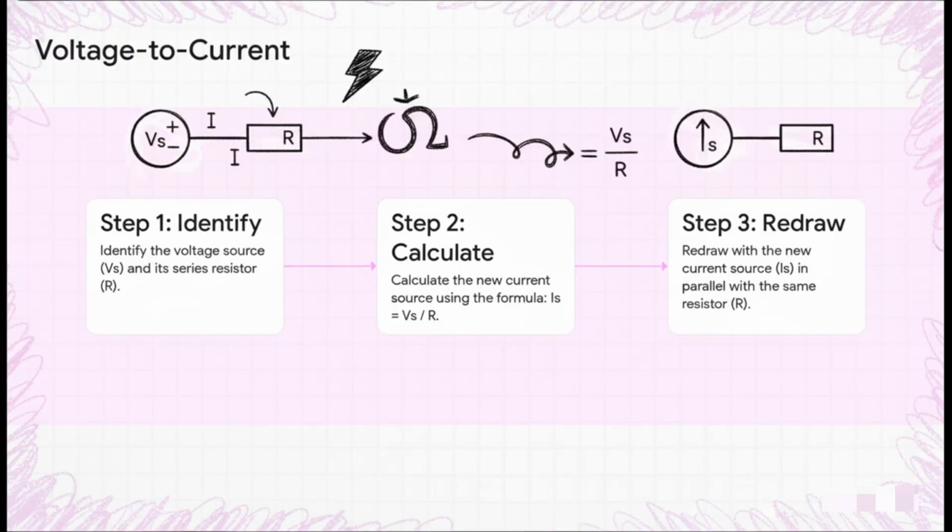Okay, let's walk through it. Say you want to go from a voltage source to a current source. It's 3 simple steps. First, you identify your voltage, Vs, and that resistor in series with it, R. Step 2, you just use Ohm's law to find the new current. Is is just Vs divided by R. And finally, step 3, you redraw that part of the circuit, replacing it with your new current source, Is, in parallel with that same resistor, R. Oh, and a little pro tip, make sure the arrow of your new current source points toward where the positive terminal of the voltage source used to be.